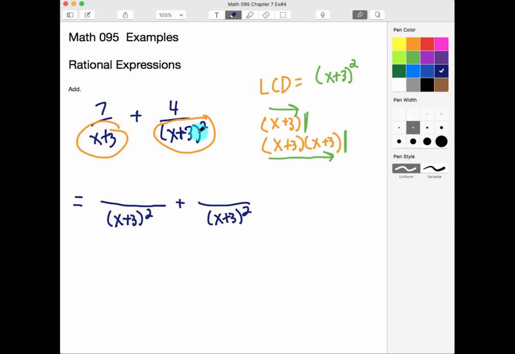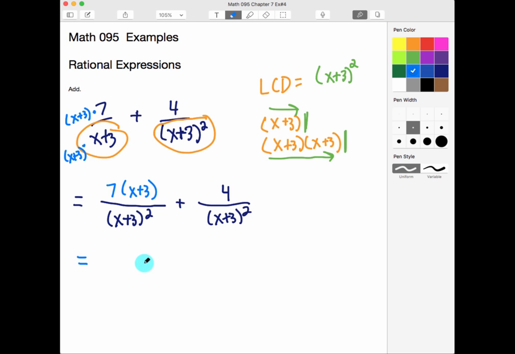Now the second fraction is fine because the least common denominator is its denominator, so nothing changes there. We'll just keep the 4. The first fraction though, how did I get from x plus 3 to x plus 3 squared? Well, what would I multiply? I'd need to multiply by an extra x plus 3. So if I multiply the denominator by x plus 3, I also have to be fair to the numerator and multiply it by x plus 3. That's how I get the x plus 3 squared in the denominator. So I need to multiply the numerator by that value too. So I'll have 7 times x plus 3.